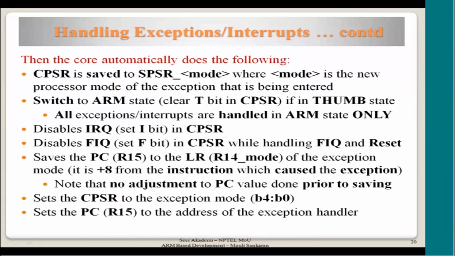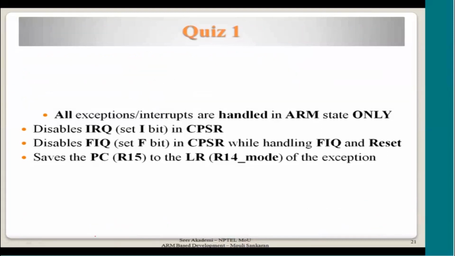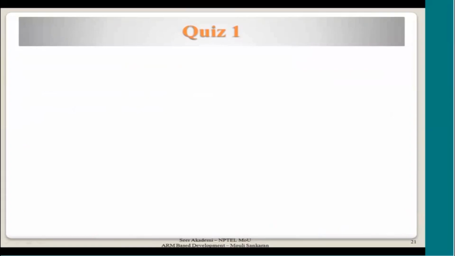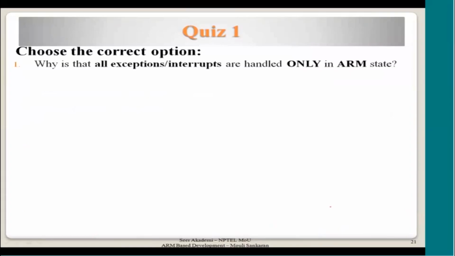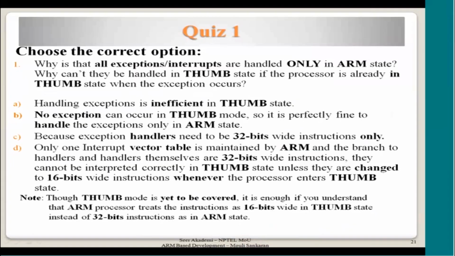And then the PC is set to the exception handler. One of the interrupt vector table addresses, 0 to C, will be loaded into the PC so that control goes to that location. That's all. With this, I think we are done with most of the discussion. So let us see whether you are able to understand this quiz.